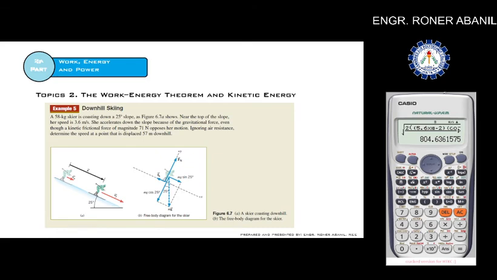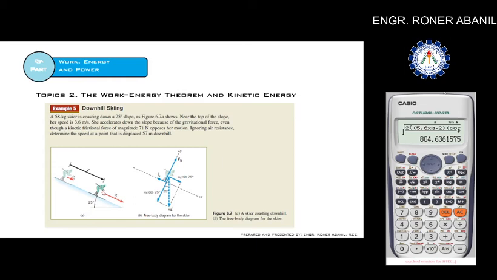Okay, example number 5. Downhill skiing. Skiing, yung yellow ata to, no? Ginagamit sa yung yellow, yung nag-slide. So, a 58 kilogram skier is coasting down a 25 degree slope na makikita natin na nasa figure below, no? Dito sa A. Near the top of the slope, her speed is 3.6 meters per second.